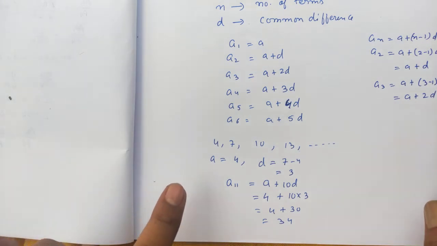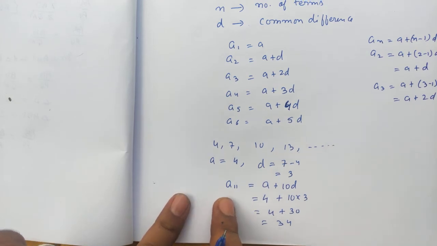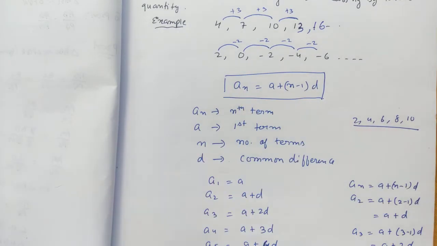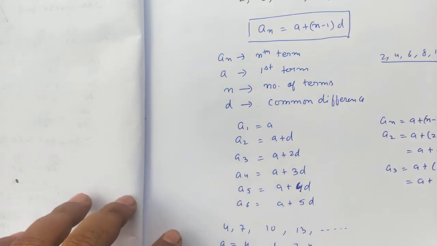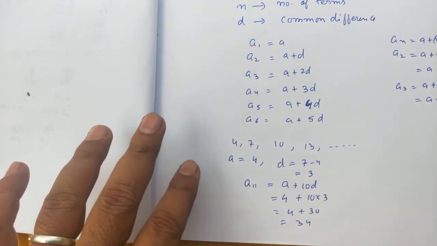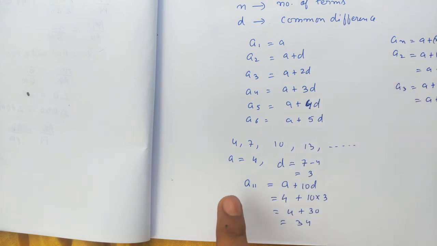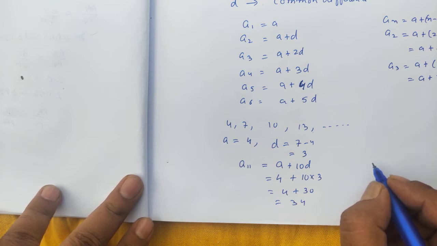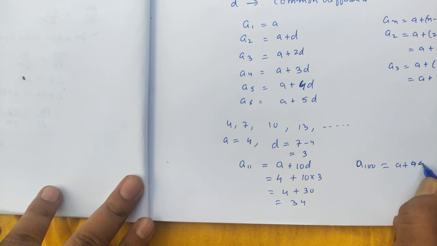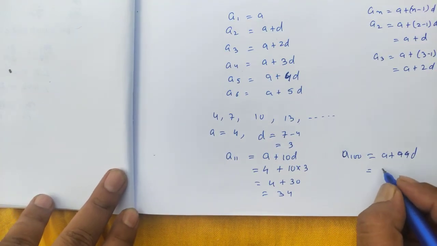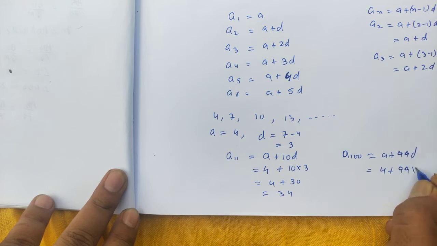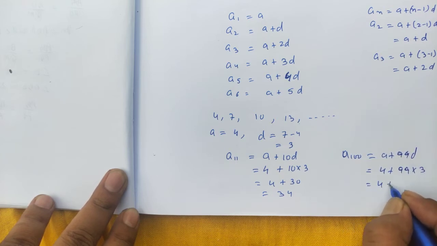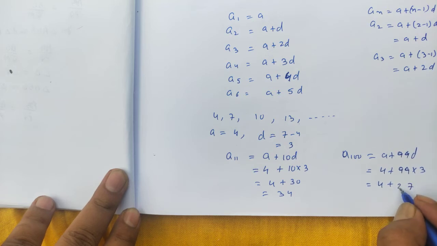Now, this is how to find the nth term. So this formula is very important. We can find any term by using that formula, like we found the 11th term. We can find the 100th term also. Suppose, for example, A100, we can say a plus 99d. a is 4, plus 99 into d, which is 3. 99 times 3 is 297, plus 4 is 301.